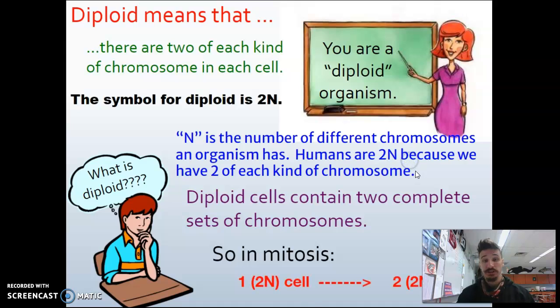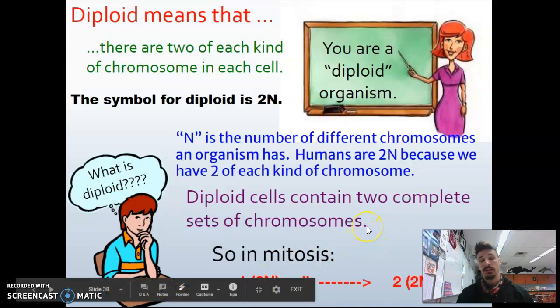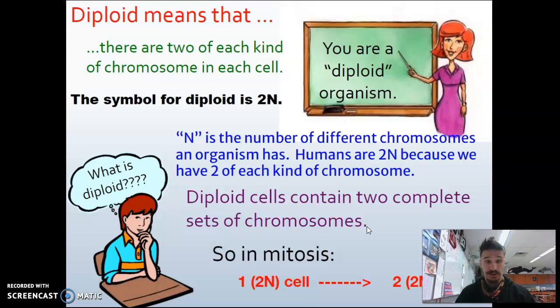So in mitosis, you have one diploid cell, represented here by 2N, that's going to make two 2N diploid cells. So it's making identical copies. It's making another diploid cell. But actually in meiosis, because this is mitosis you're seeing here, in meiosis, we're going to go from a 2N cell to a cell with 1N, only one set of chromosomes.